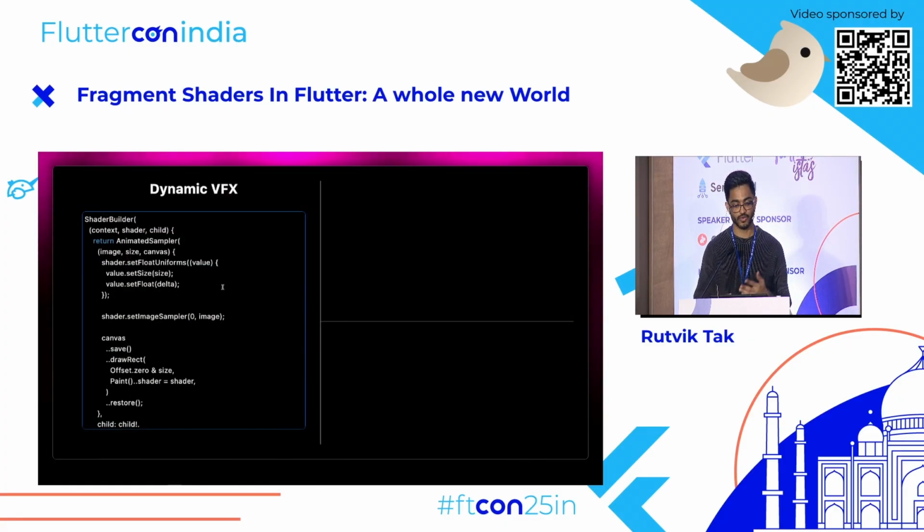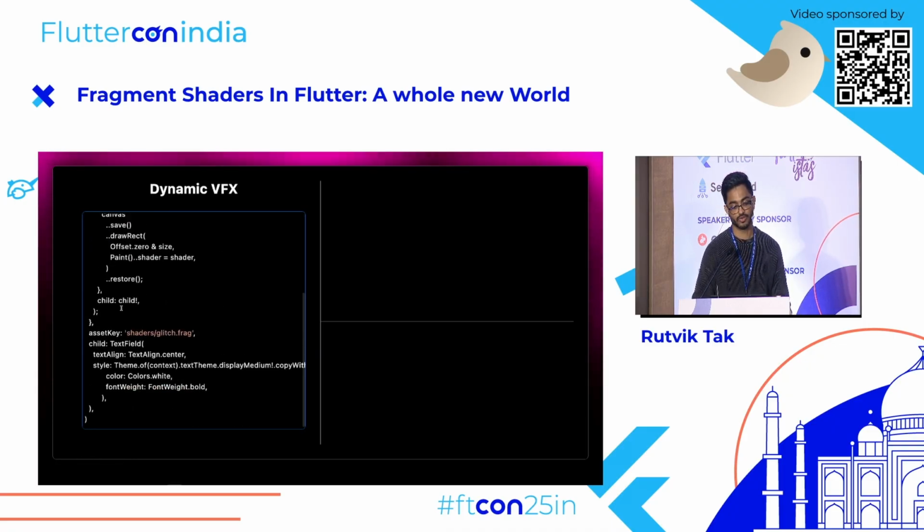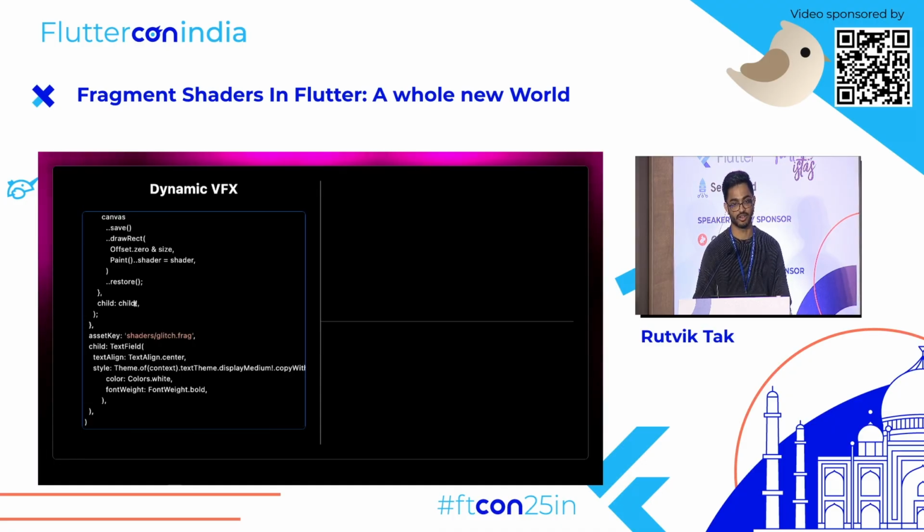So far, what we dealt with was a bit of a static example. Now, dynamic VFX, what do I mean by dynamic? It's like manipulating what you're seeing on the screen, like maybe a text field or user interactions in your app. That's where the animated sampler API comes in handy. The shader builder is going to give us the shader instance, and this animated sampler is going to give us the texture of its child. Basically, it's going to capture the child as an image, and then you can send that image to a shader to manipulate it.